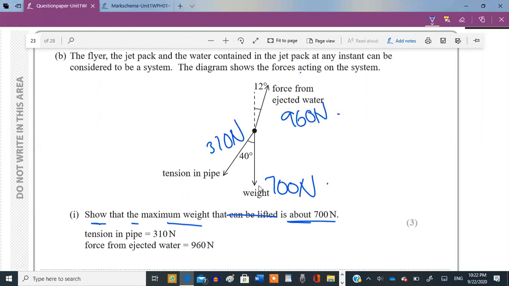All right, we need to show that this weight is 700 Newton. We need to show this value. We just need to calculate the value of the weight. To calculate the value of the weight, if you look at it carefully, the weight is balanced by this upward force. Okay, how many upward forces are there? If you look at it carefully, there is an upward force due to this ejected water, and there is an upward force due to the tension in the pipe.